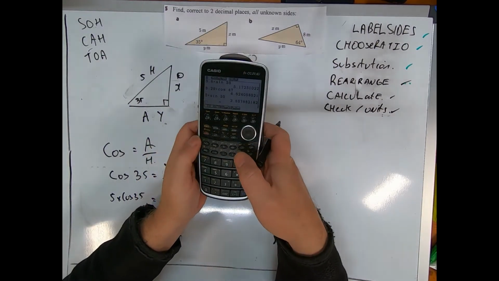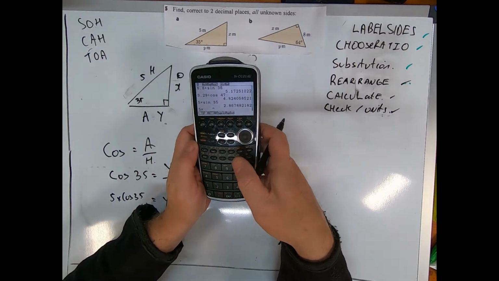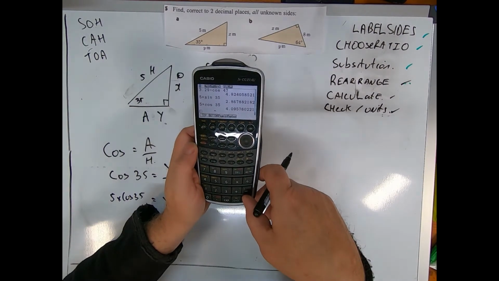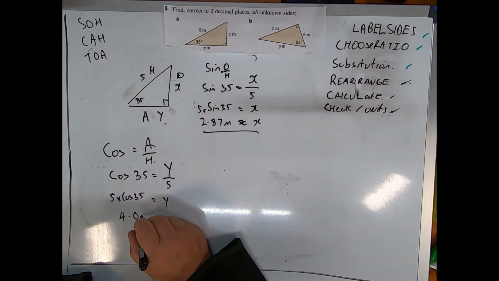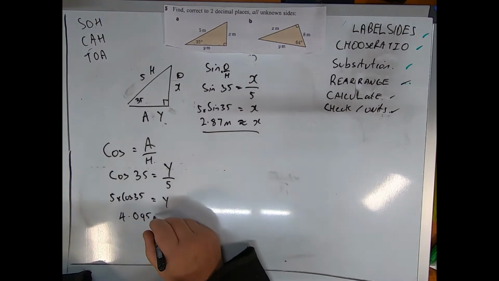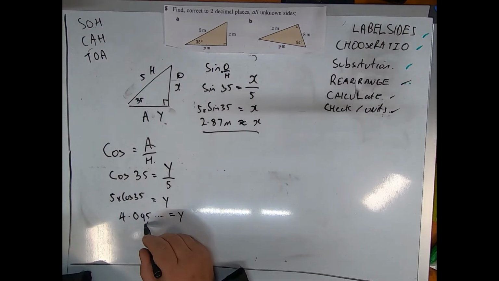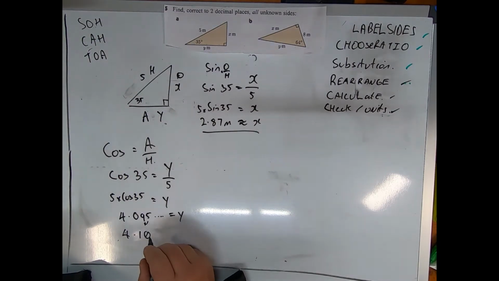Will it be bigger or smaller? Let's have a look. 5 times cos 35. I think it'll be bigger. 4.095. So to 2 decimal points, this will round up to 1. So 4.10. You put the 0 in to show that we've done it to 2 decimal points. Again, meters.